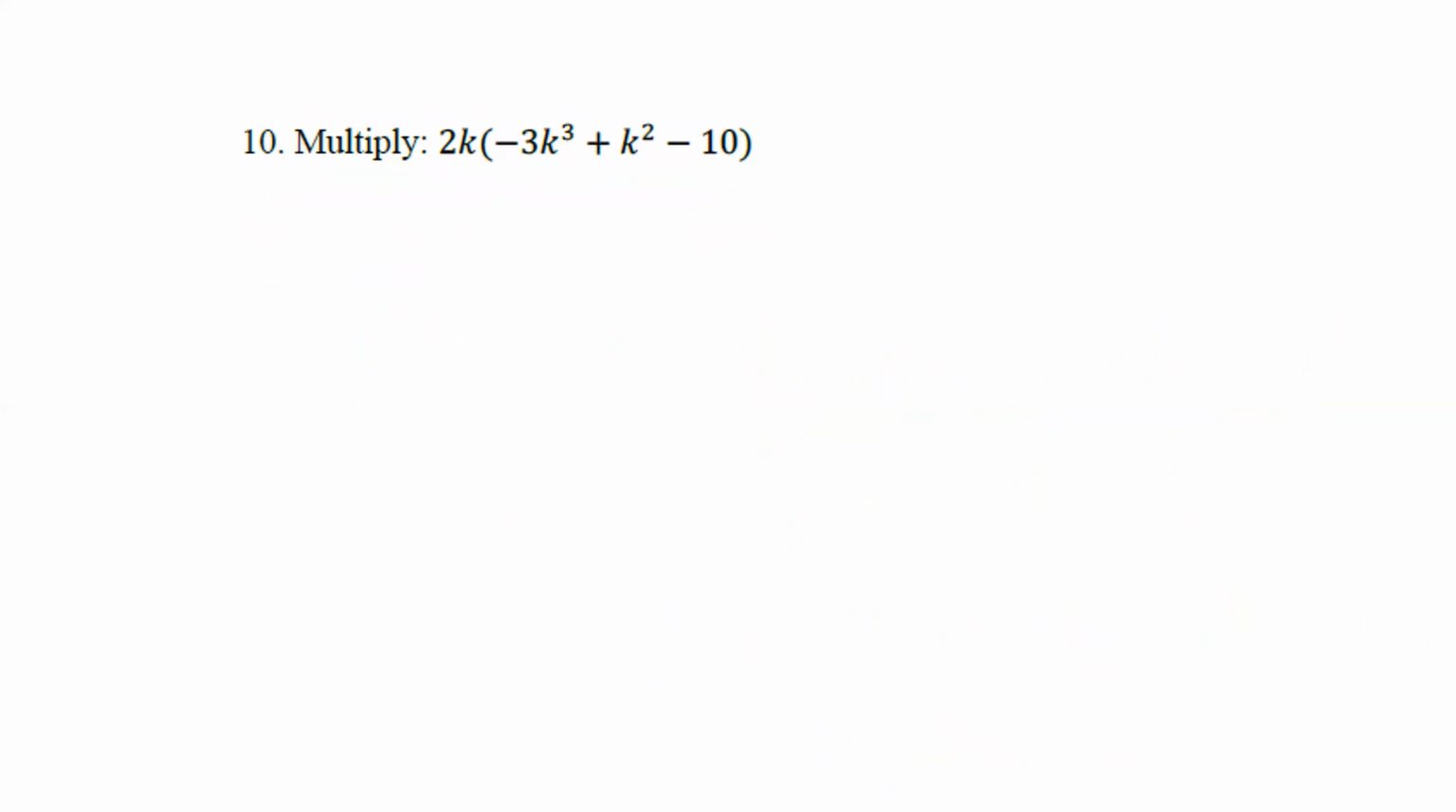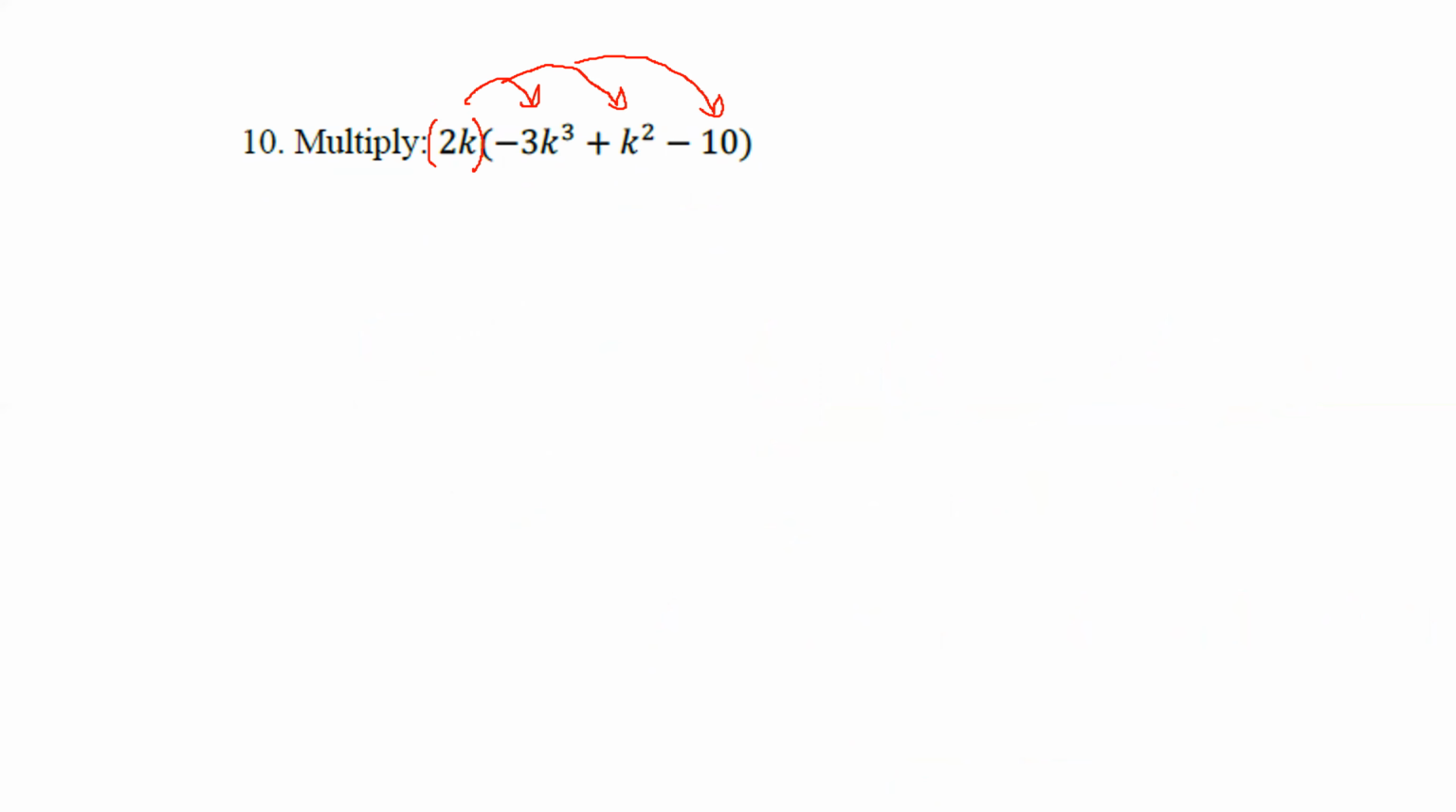All right, number 10. We're back to multiplying. On this one, they gave us a monomial out in front. This entire monomial is being multiplied to this trinomial. We're going to have to use distributive property to distribute to each and every one of these values. So the 2k gets multiplied to both of these.